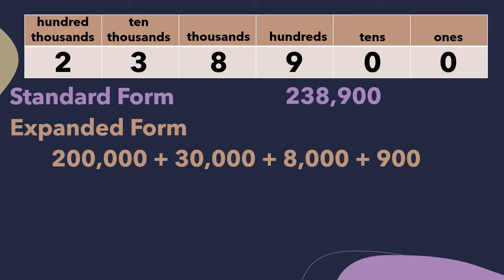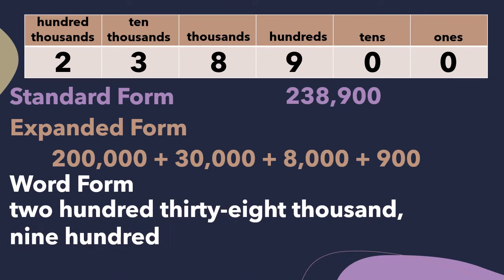Now, we have one more way that we can represent this number, and that is in word form. So we are going to say the number 238,900, and we are going to write out that number in words. It's a little bit longer than before, but it's the same principle. So here we go. 238,900. And don't forget that comma in between the thousands and the hundreds. And don't forget that hyphen in between the 30 and the 8.